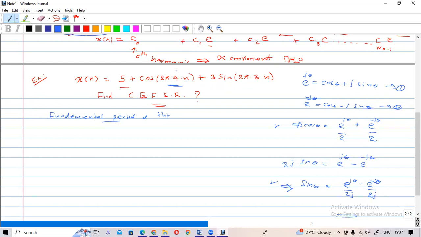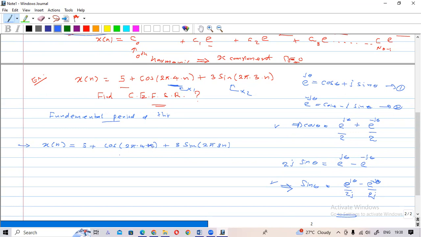So you can consider this as one sinusoidal signal, x1, this as another sinusoidal signal, x2. I will write it here. So first thing is, you are given this signal, cos 2 pi n plus 3 sin 2 pi 3 n. So these two, this signal is given.